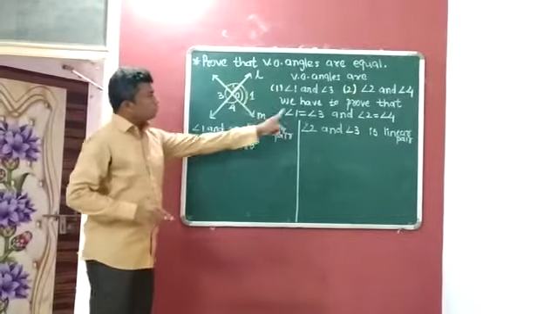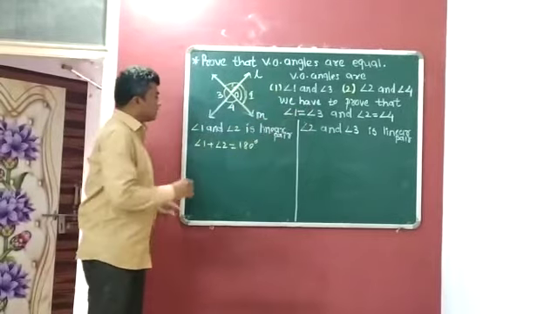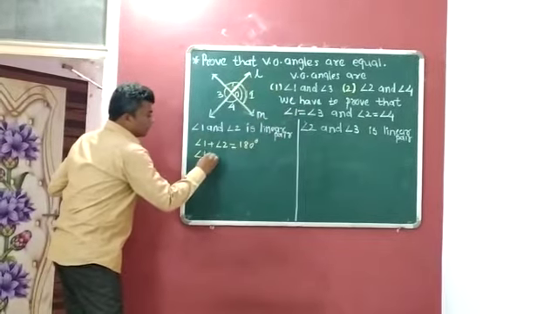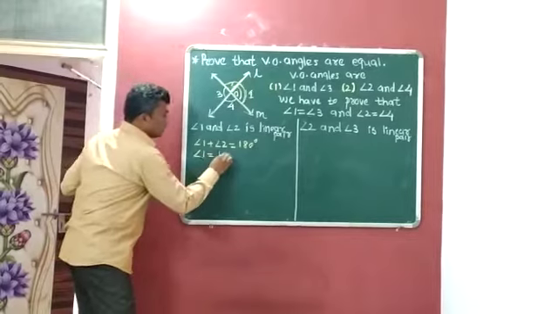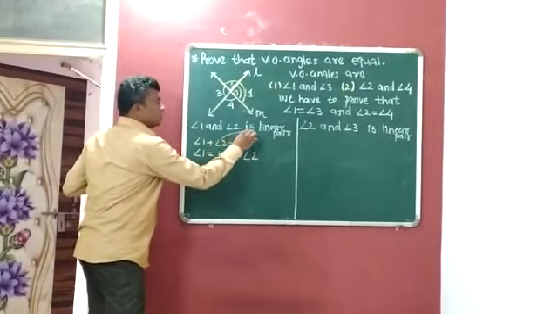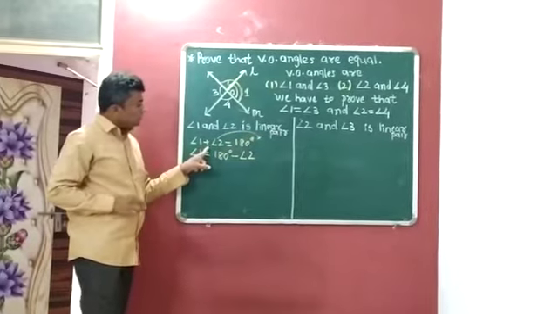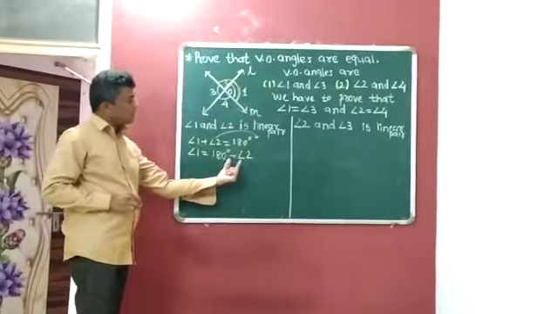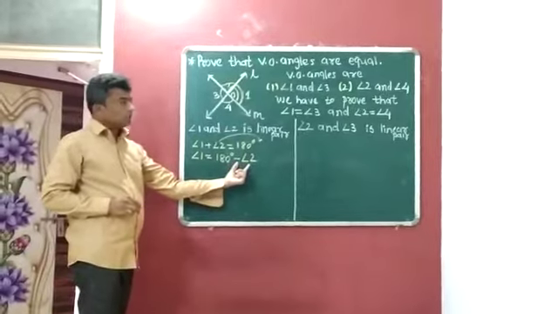Now, here we have to prove angle 1 is equal to angle 3. So we will find angle 1 is equal to 180 degrees minus angle 2. This side, the angle 2, we will change. On this side it is plus angle 2. If we change side, it becomes minus angle 2.